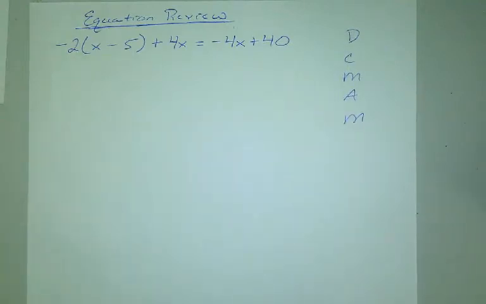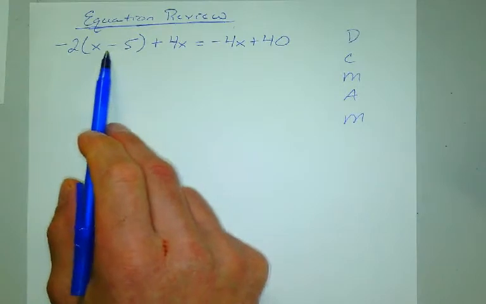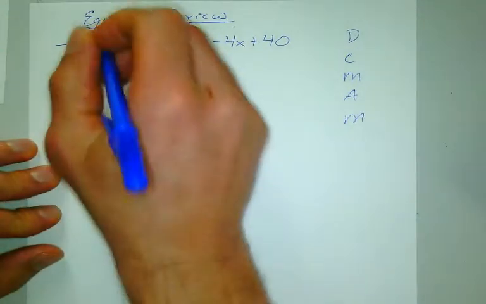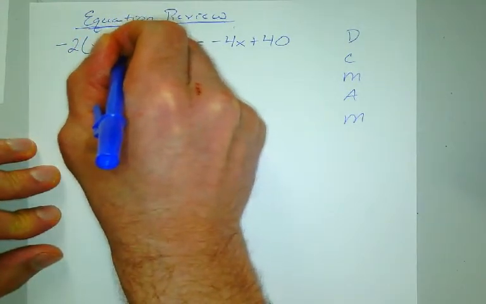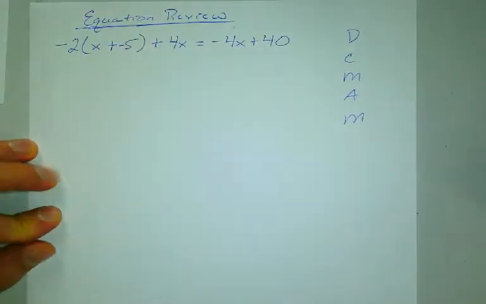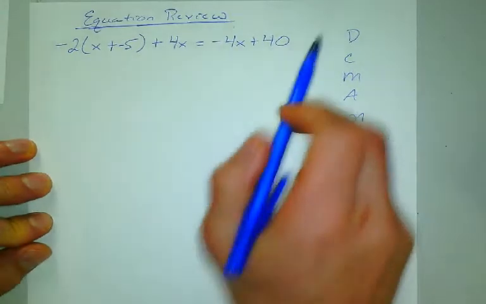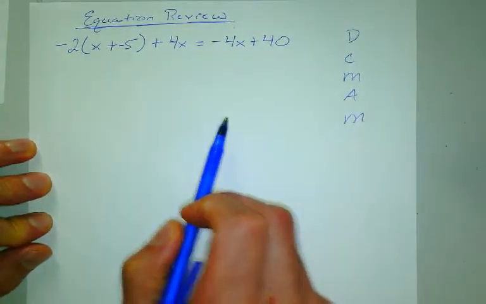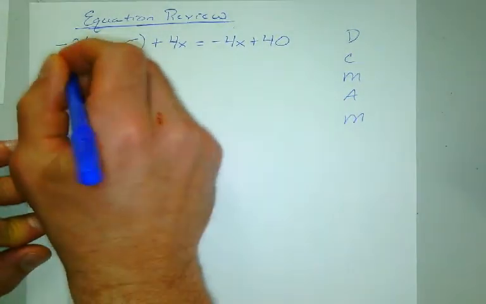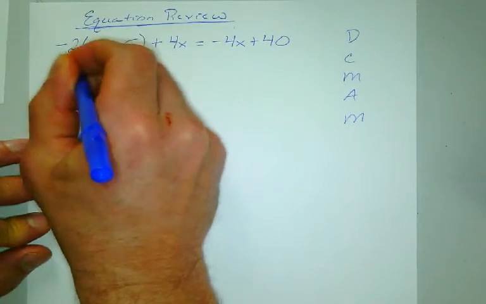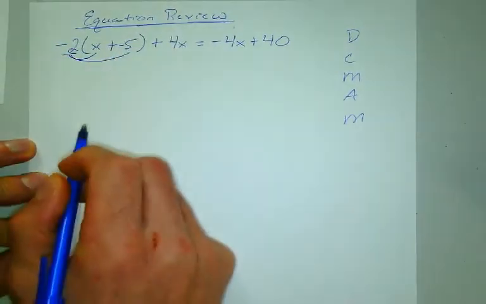Before we get going, I am going to change our subtraction sign here to adding a negative. It's going to make it a little easier for us to distribute, cut down on some of those silly mistakes we make. All right, so step one, distribute. Do we have to distribute? Well, of course we do. We have parentheses.